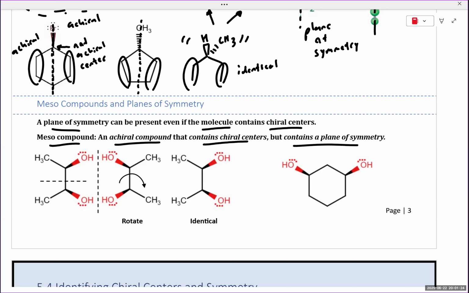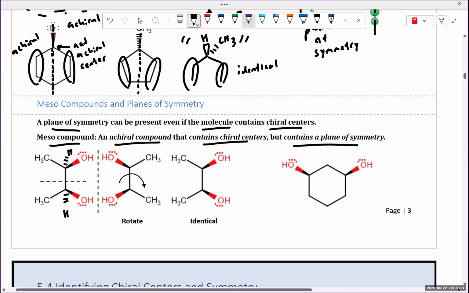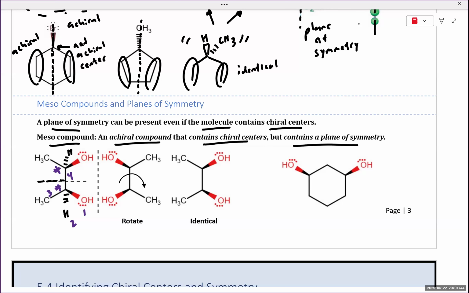So for example, looking at the following molecule, we see that it does in fact contain chiral centers. There are 1, 2, 3, 4 unique substituents attached to each carbon. There are 2 chiral centers in this molecule. However, there is also a plane of symmetry. So this molecule overall is achiral. It's also called specifically a meso compound.